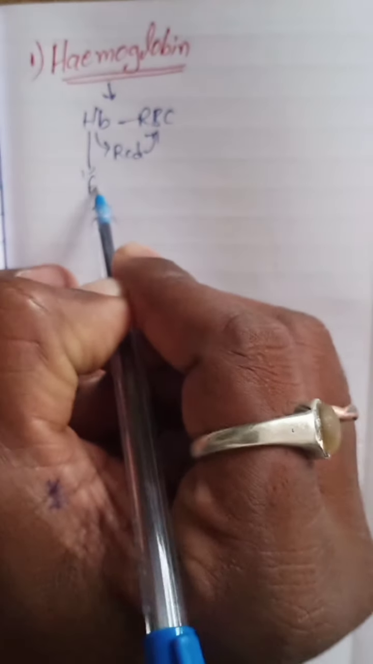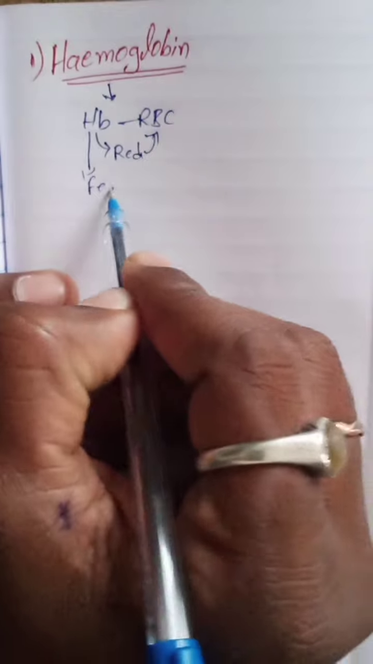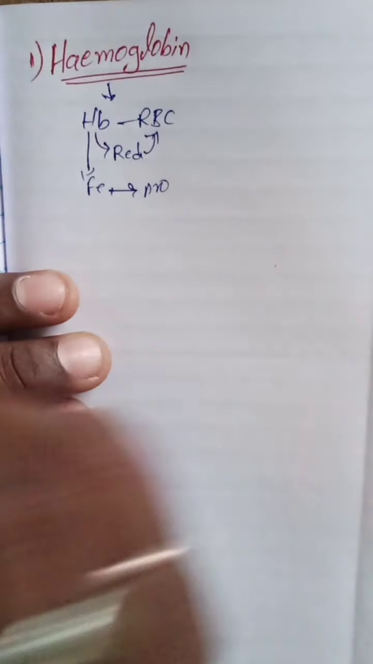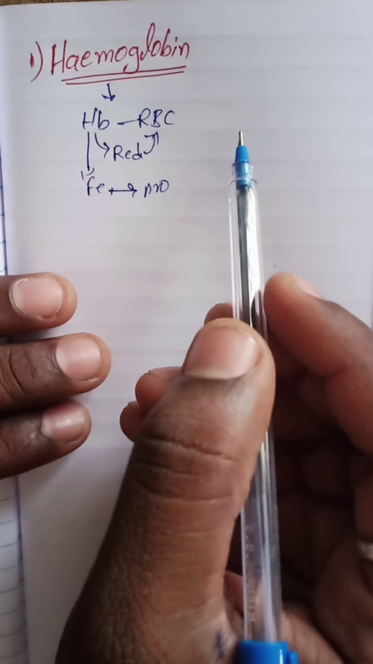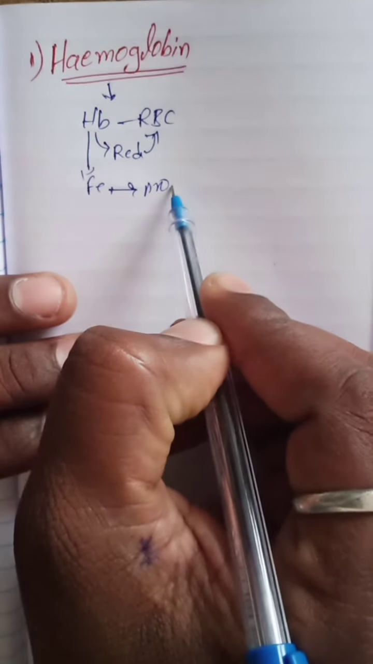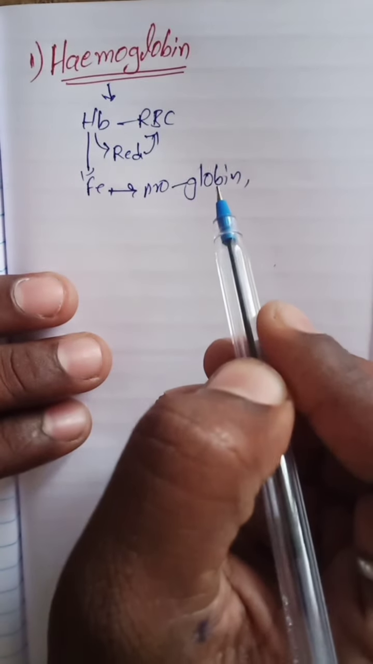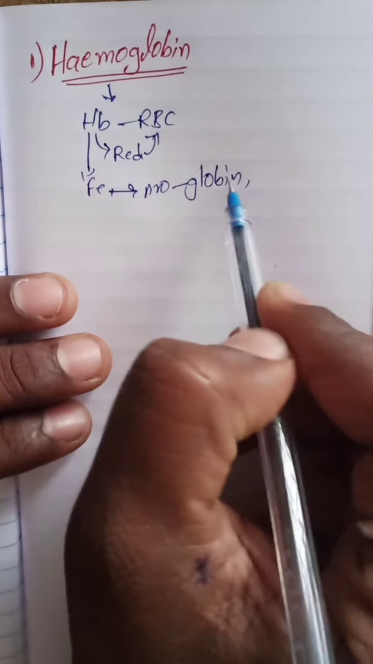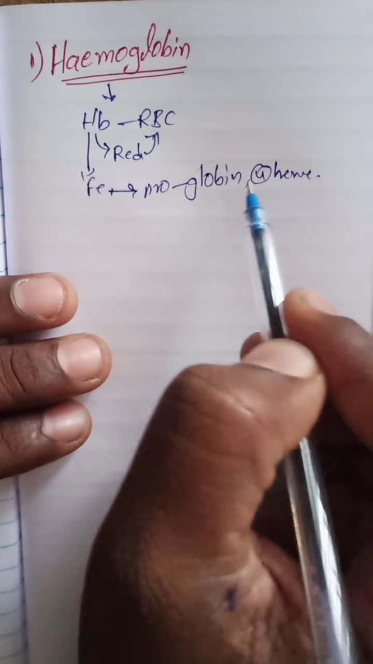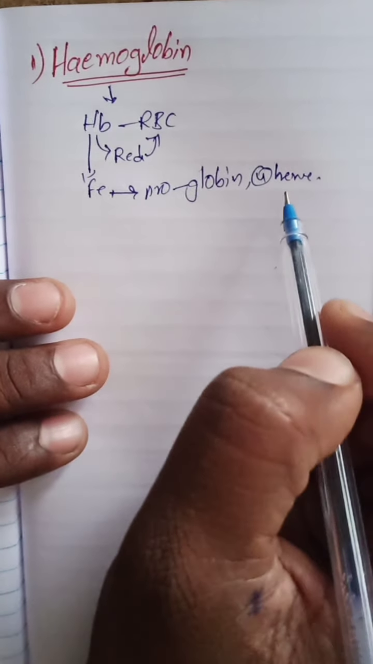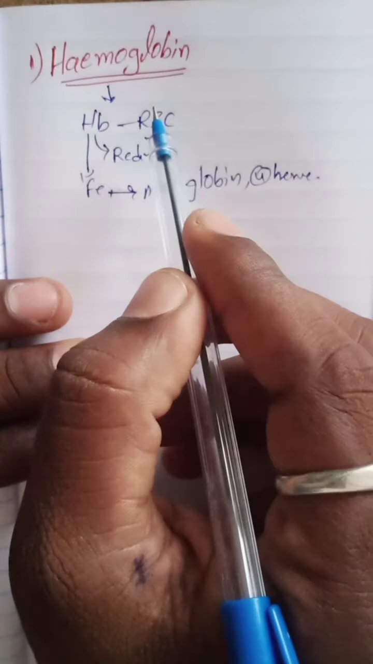It is an iron-containing protein molecule. It is made up of a large protein molecule. Which protein? That one is a globin, and four heme molecules. One globin molecule and four heme molecules. So that's why it is called hemoglobin. Hemoglobin means it contains four heme molecules and one globin molecule.